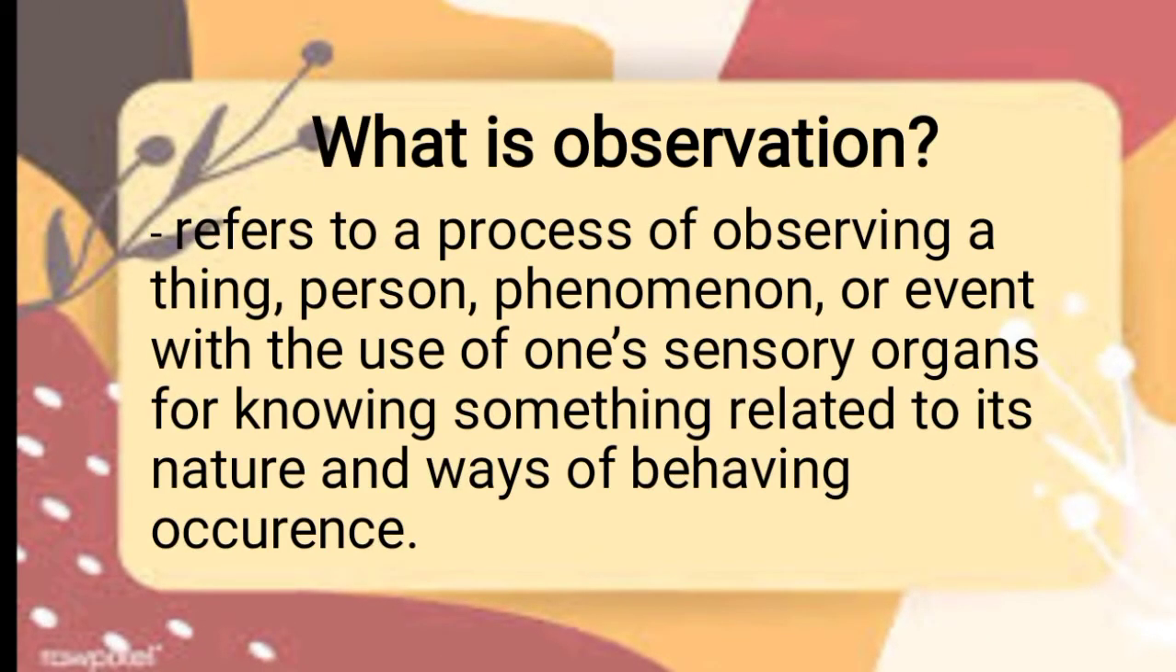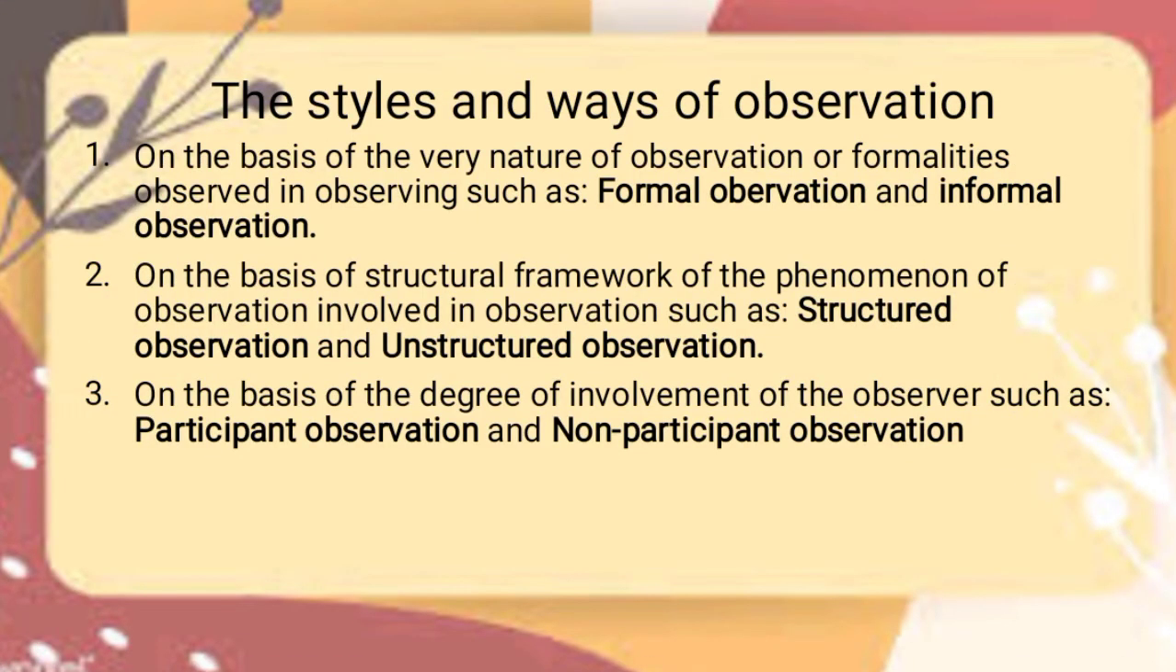What is observation? Observation refers to a process of observing a thing, person, phenomenon, or event with the use of one's sensory organs for knowing something related to its nature and ways of behaving or occurrence. By observing, we can make use of our senses. And there are styles and ways of making observations. We have formal observation and informal observation, structured observation, unstructured observation, participant observation, and non-participant observation.